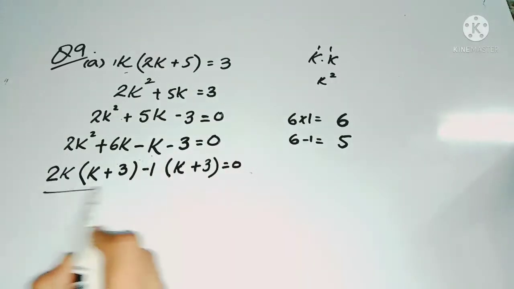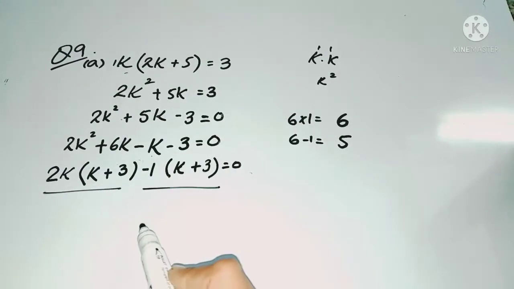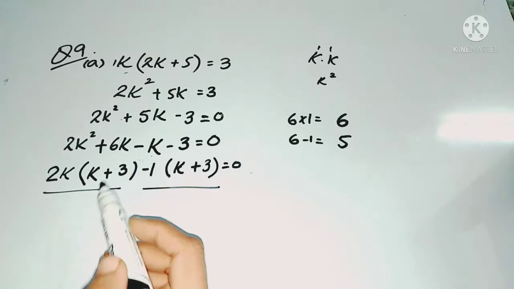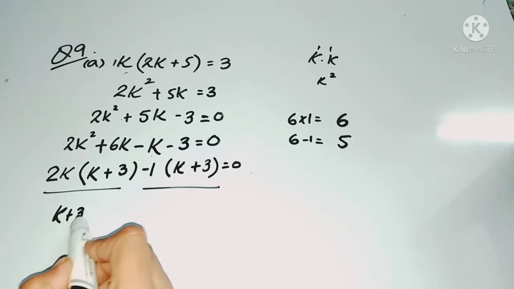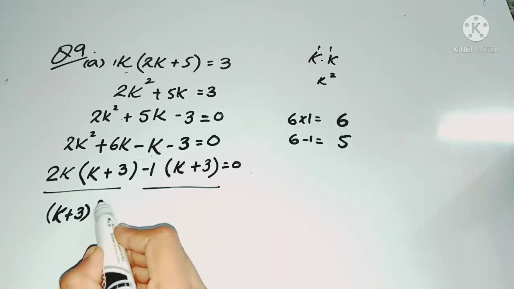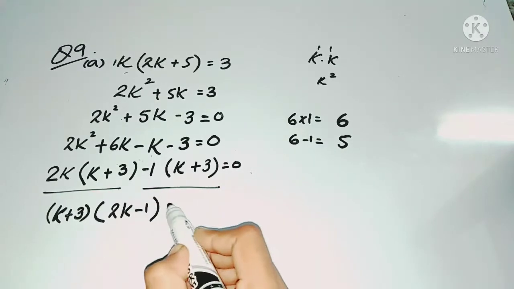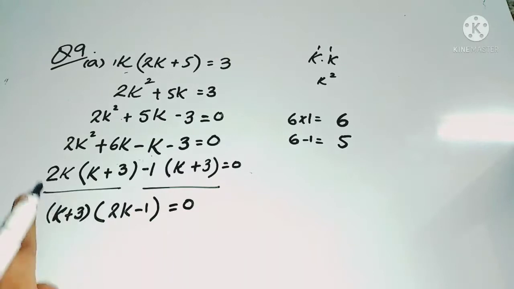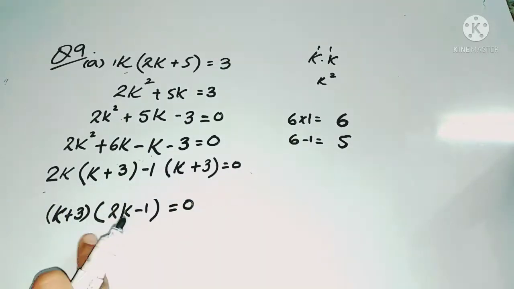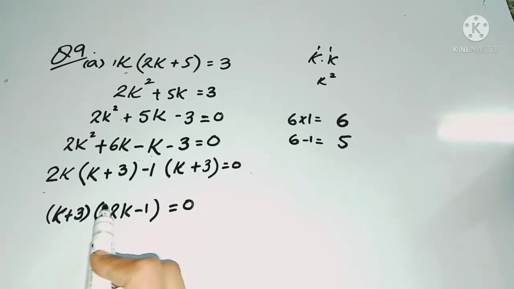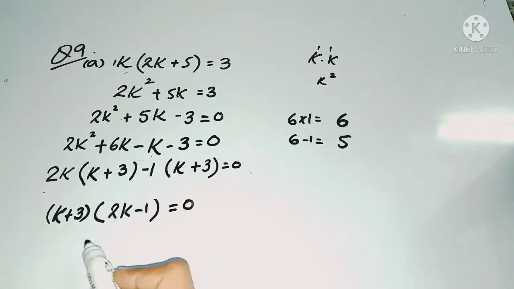Understood? Now what's common in this term and this term? As you can see, k plus 3 is present in both terms, so you can take k plus 3 common. Now what's left inside? Here 2k is left and here 1 is left, equal to 0. So students, you have to find out the value of k. It means that both brackets are equal to 0. So make them equal to 0 and find out the value of k.